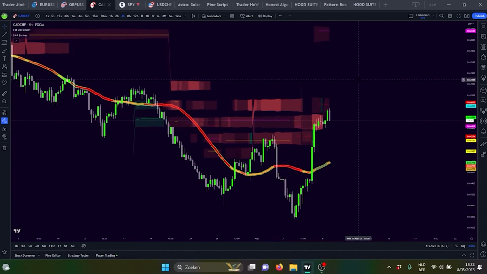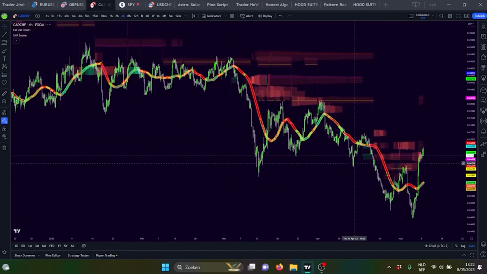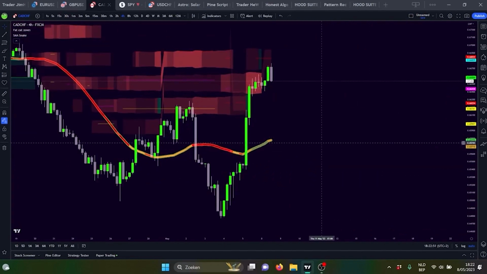Here, this is an interesting situation. As you can see, there's a lot of fat cat zones at a similar level. You usually have, in this type of situation, price move through all the levels and try to test the upper level. You see here, now it's retraced after a touch. I can see this going back to the bottom. So let's use these levels. Let's see what our risk to reward will be.